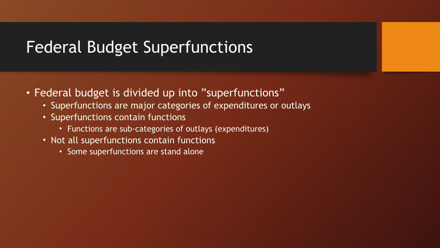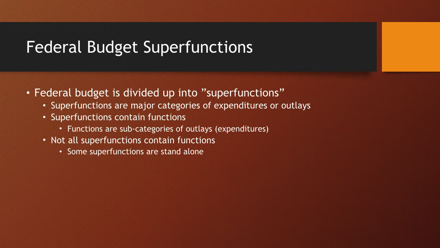However, at the federal level, it's a different story. The federal government does not operate in funds. Unlike state and local governments, it does not have an operating and a capital budget. It just has one budget. Where state and local governments separate their expenditures and revenues by funds, the federal government basically categorizes its spending, or outlays, if you will, by superfunctions. Superfunctions are major categories of expenditures that define how the federal government spends its money.